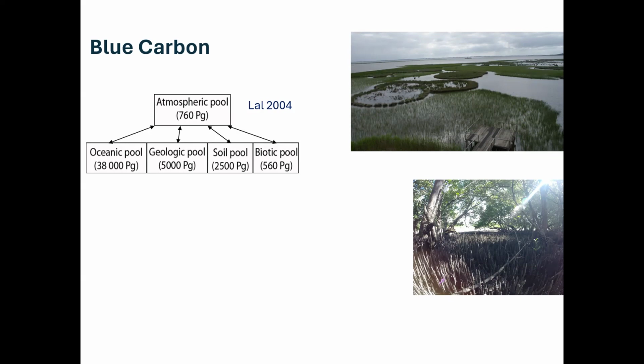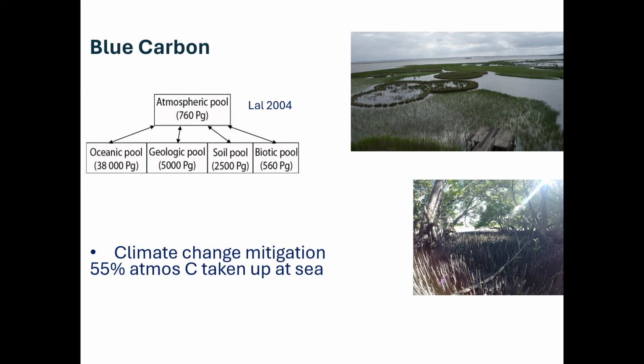And we've got our geological pools. They tend to be a little bit more stable, and that's about 5,000 petagrams. Then we've got our soil pool, which is about 2,500, so about half the geological pool. And that's obviously a really important store of carbon, particularly in terrestrial ecosystems. Then we've got our biotic pool, which is anything that's alive. It could be the trees, or it could be the animals that are moving around there. And that's 560 petagrams of carbon.